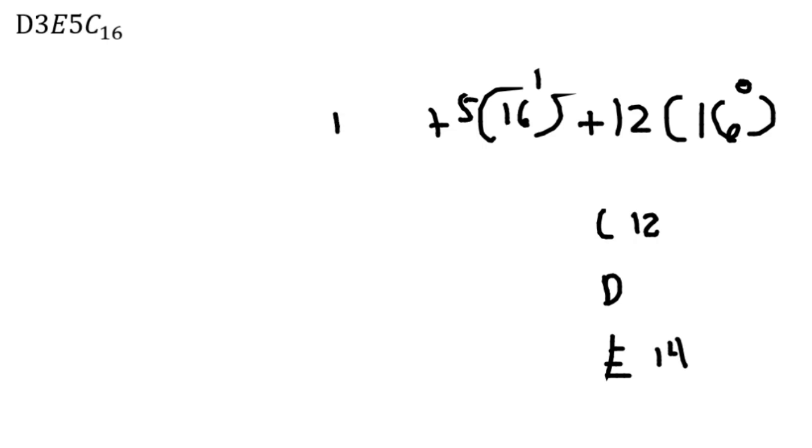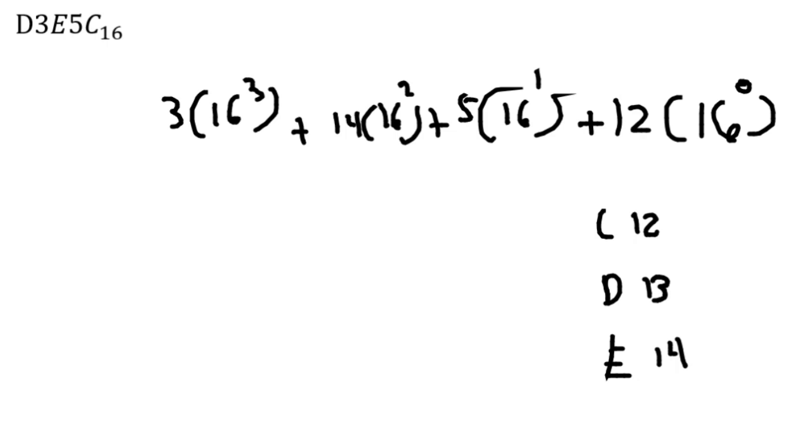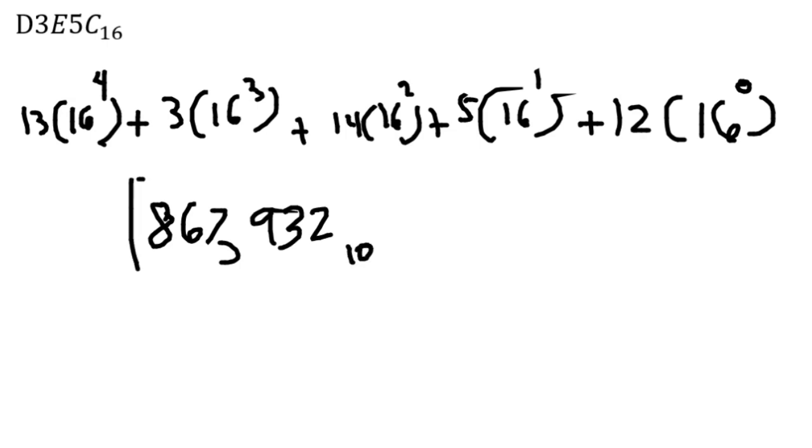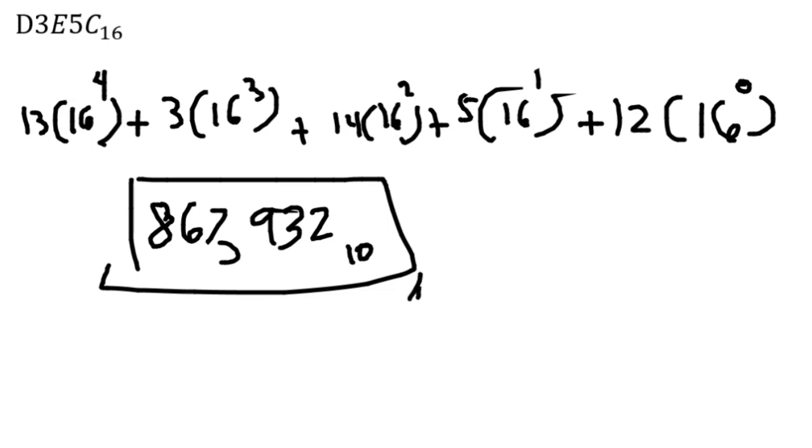So this is going to be 14. So E is 14. So we got 14 multiplied by 16 raised to the second power. 3 multiplied by 16 raised to the third power. And this is just 13, so we can write it as 13 times 16 raised to the fourth power. Now, we're not going to try hard and do some manual calculation here. We can use our calculator. So the answer is going to be 867,932 base 10.